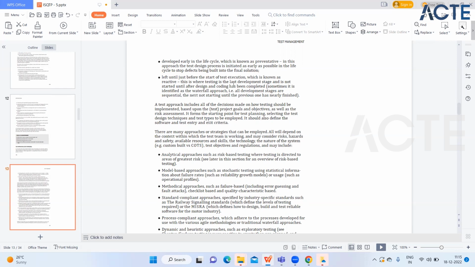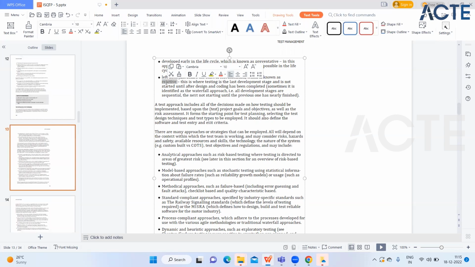Left until just before the start of the test execution, which is known as the reactive. So the second strategy will be reactive. First is preventive and second is reactive. This is where testing is the last development stage and is not started until after design and coding has been implemented. Sometimes it is identified as a waterfall approach. That is, all development stages are sequential, the next not starting until the previous one has nearly finished.